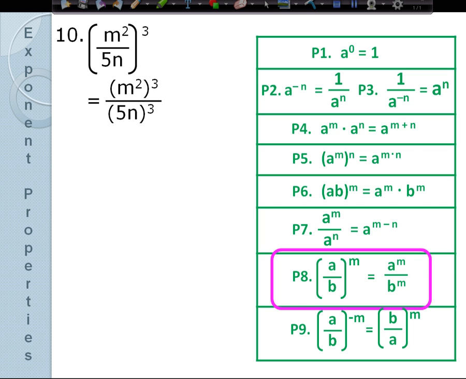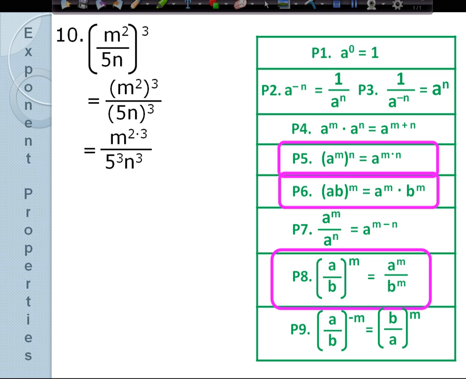So now this is looking like property number 5 and 6. That says that when I have a power raised to a power, I multiply my exponents. So on the top, we're going to multiply my 2 and my 3. And on the bottom, property number 6 says that the exponent goes to everything inside the parentheses. So it becomes 5 to the third, n to the third, because that is in parentheses.